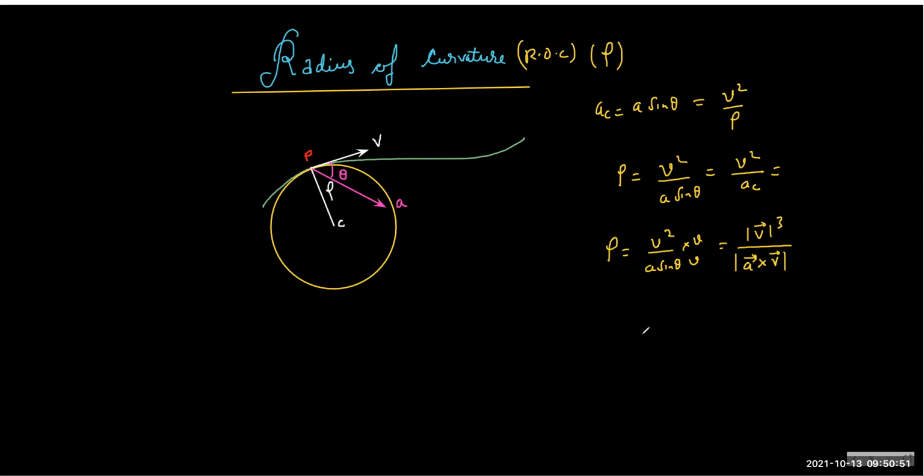So in mechanics, we write it like this. If you know the velocity and acceleration, this relation can be obtained easily. So this we also write as v square upon a perpendicular. The acceleration which is at right angle to the velocity is always ac. That is what you need to remember. So this is the way to find the radius.